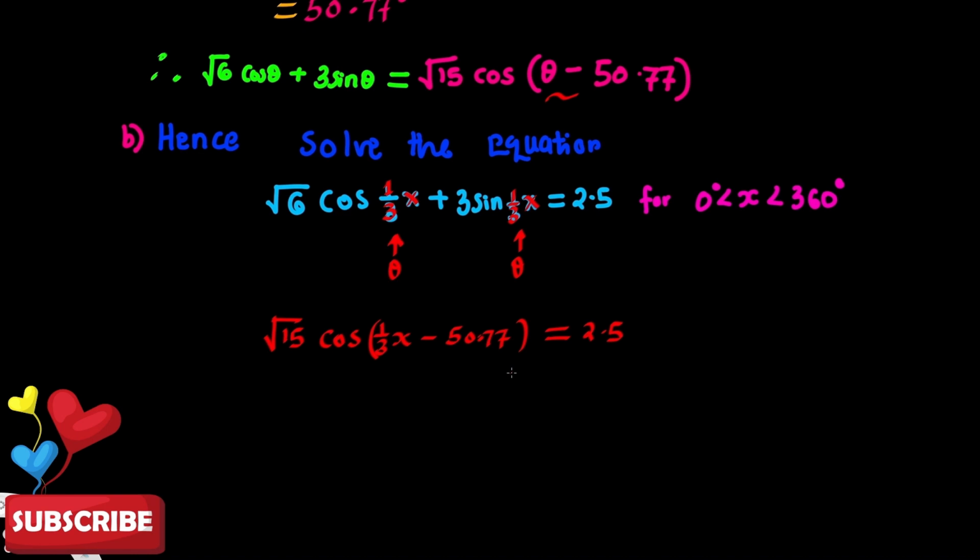Now, when you are at this particular point, what you're supposed to do is to divide by root 15 both sides so that we can have a process over which we are going to work out the values of the angles within the range that you were asked. So if you divide that, you are going to cancel this out, and then you are going eventually to remain with cos of 1 over 3x minus 50.77 equals 2.5 over root 15.